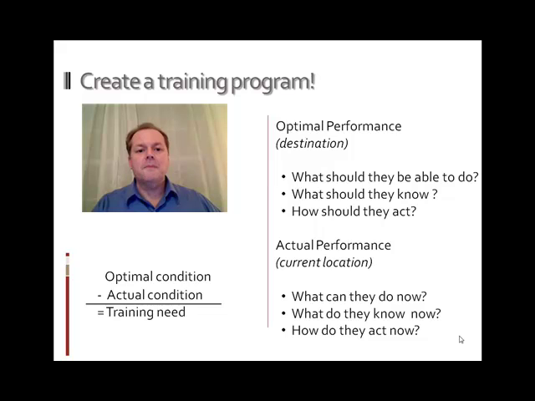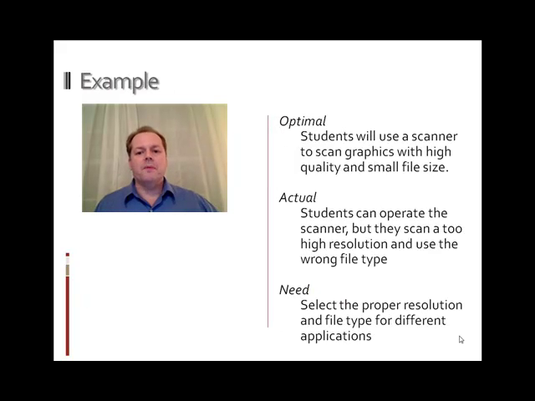To give an example, an optimal condition may be that students will use a scanner to scan graphics with high quality and small file size. I'm sure that you've seen scanned graphics put on a website or somewhere else where the graphic is too big and it runs off the page. That's because they're scanning it wrong. So the optimal condition would be that they would be able to scan something the right size and the right quality and put it on the page.